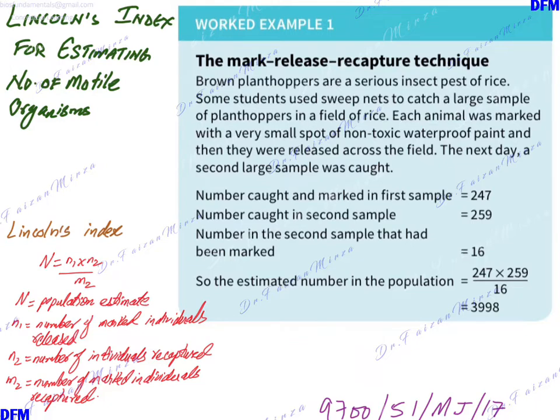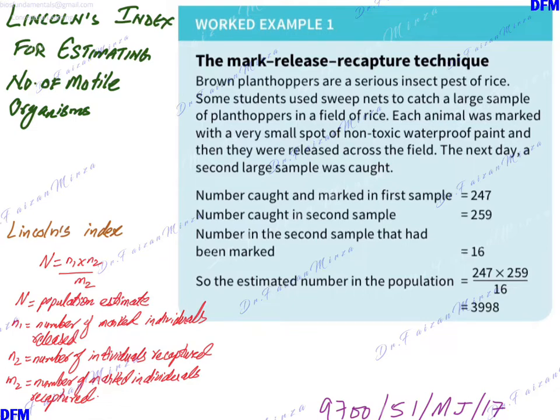The Lincoln's index has the formula: capital N, which is the population estimate, equals n1 multiplied by n2, divided by m2. N1 is the number of individuals which are marked and released, and n2 is the number of individuals recaptured. M2 is the number of recaptured organisms that were marked.